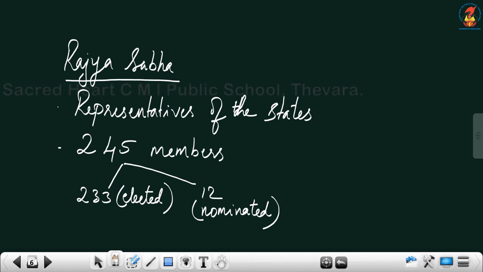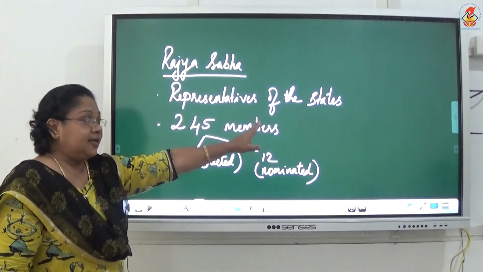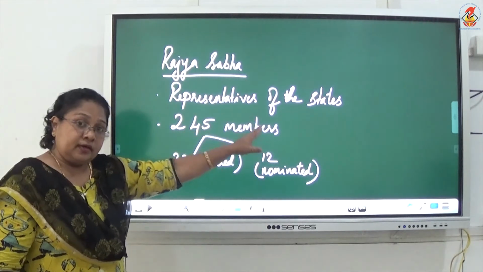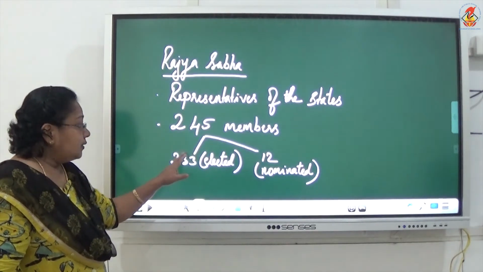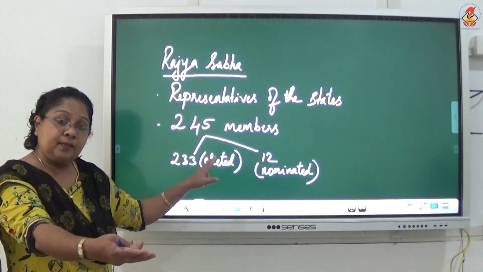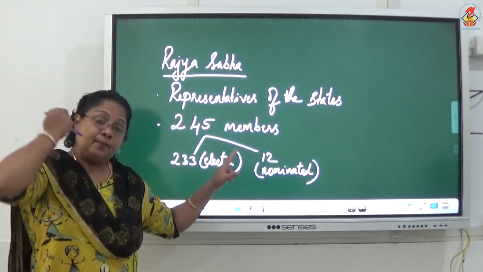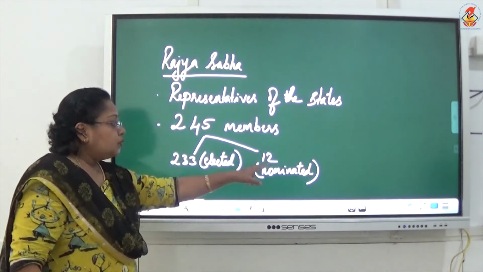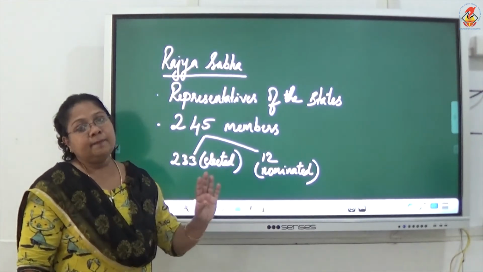Out of the 245 representatives, 233 are elected representatives. And who will elect? The members of the Lok Sabha will elect the Rajya Sabha members. And 12 members are nominated by the President. Clear? So Rajya Sabha is the representatives of the states. 245 total members are there, out of which 233 are indirectly elected by the people, or in other words, they are elected by the members of Lok Sabha, and 12 members are nominated by the President.